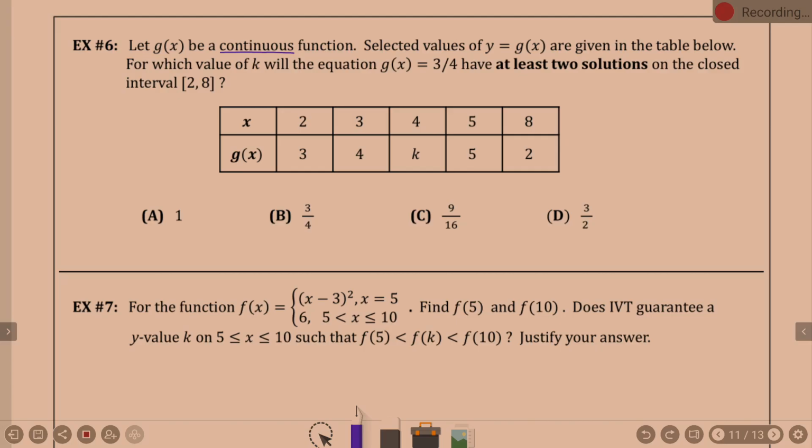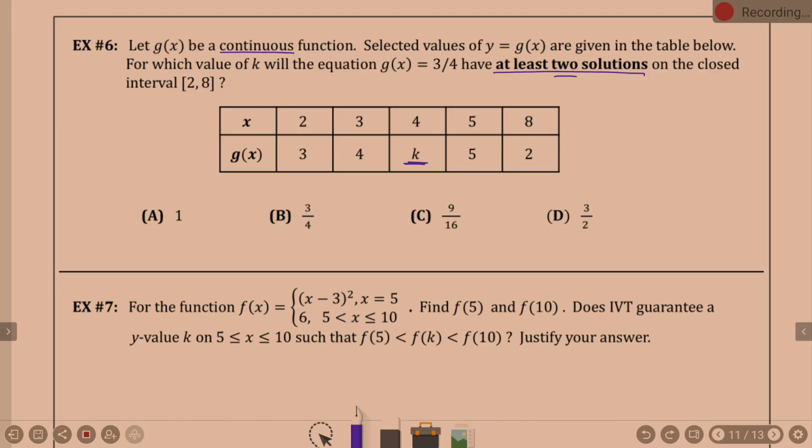We're trying to find k here, right? So k is either 1, 3/4, 9/16, or 3/2. We want to have at least two solutions on the interval 2 to 8. Okay? So we're looking for at least two places where g of x would equal 3/4.